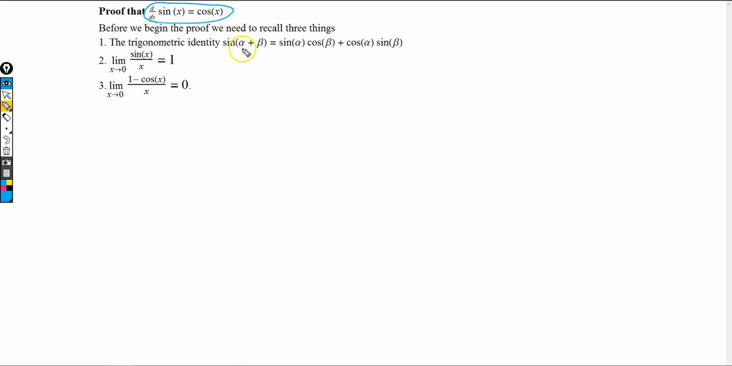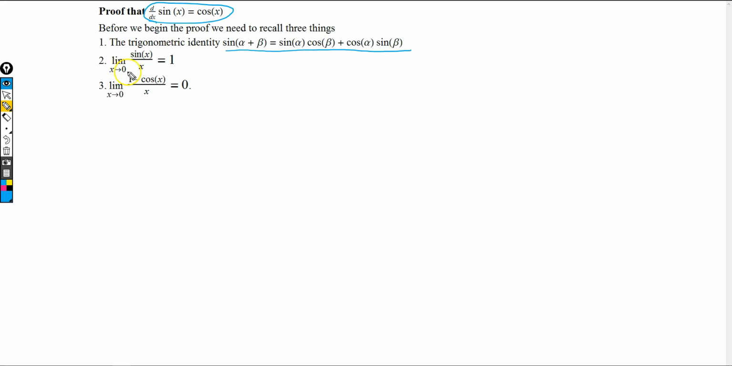The sine of the sum of two angles, alpha plus beta, is sine alpha times cosine beta plus cosine alpha times sine beta. That's a fact. It's a trig identity. We're not going to prove that. We're just going to assume that that is true. And it is true.